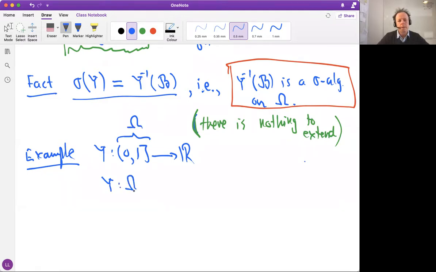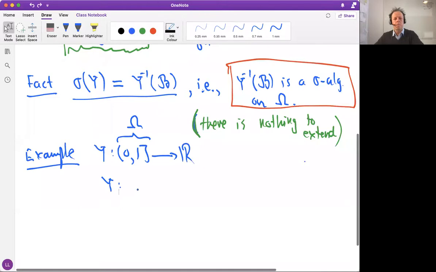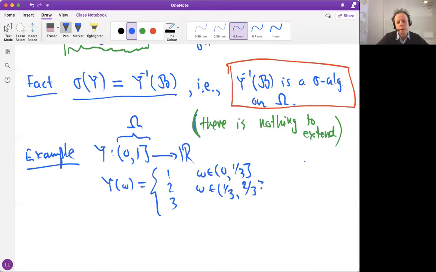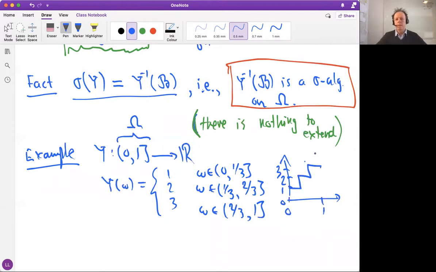So let's define Y using this formula. Y of omega is equal to 1, 2, or 3. It's 1 if omega is between 0 and 1/3. Let's make it 2 if it's between 1/3 and 2/3. Let's make it 3 otherwise. If you want to draw it, of course, it's 1, 2, 3, growing in this way from 0 to 1. Okay, this is our function Y.